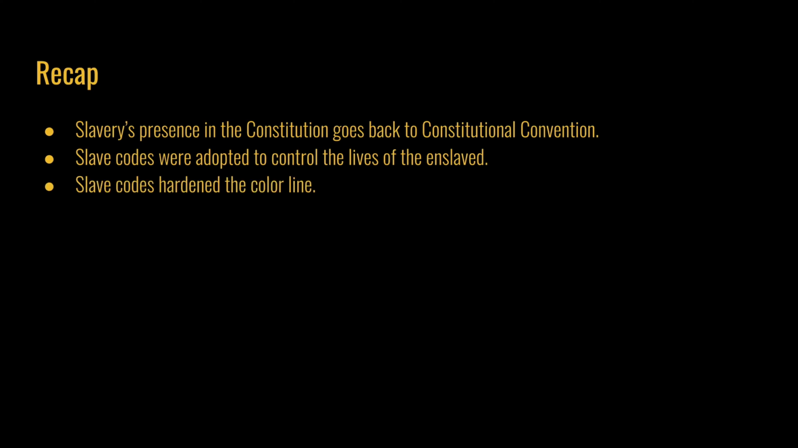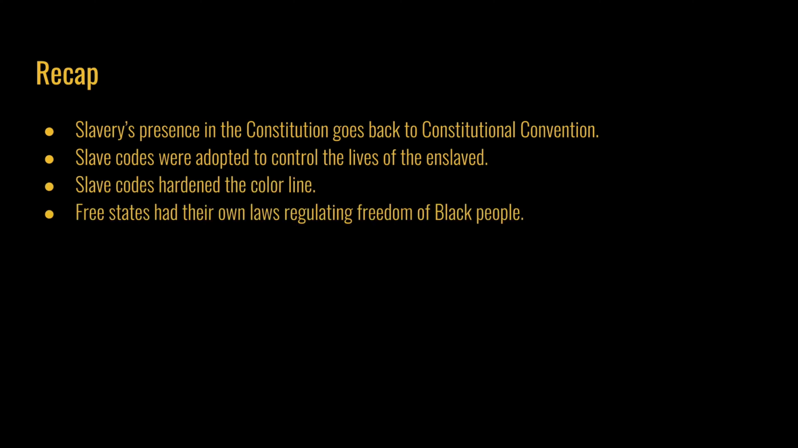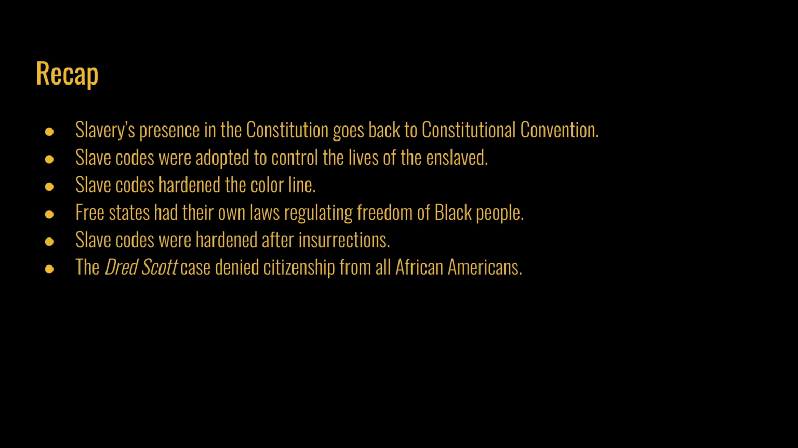All right, and finally for the recap, slavery's presence in the Constitution goes back to the Constitutional Convention. Slave codes were adopted to control the lives of the enslaved. Slave codes hardened the color line, and free states had their own laws regulating the freedom of black people. Slave codes were hardened after insurrections, and finally, the Dred Scott case denied citizenship to all African Americans.